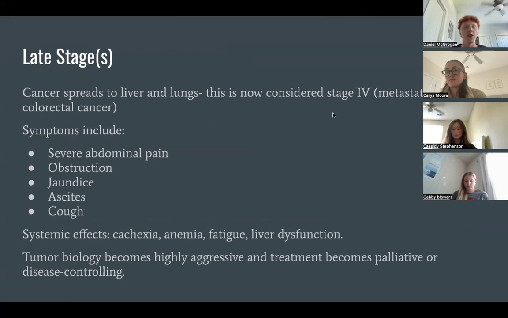Late stages: this is when the cancer has become metastatic and has spread to the liver and lungs. These symptoms now include severe abdominal pain, obstruction, jaundice, and cough. They can cause liver dysfunction, fatigue, and a lot more. The tumor becomes highly aggressive and difficult to control.